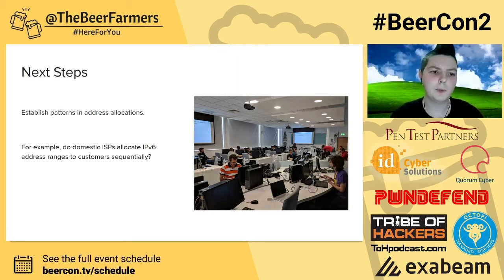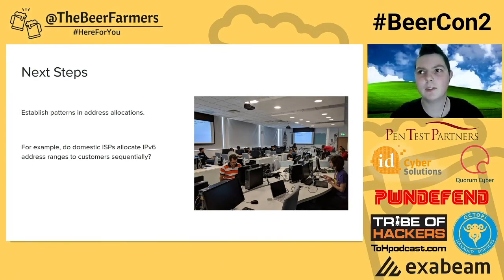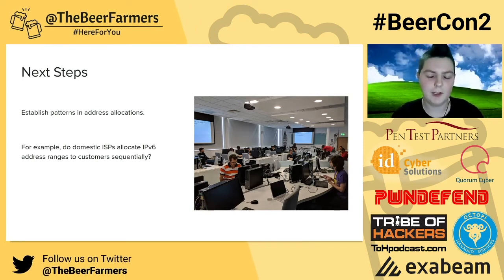What we also want to see is, do domestic ISPs allocate IPv6 address ranges to customers sequentially? For example, does customer one get /56, 01 at the start of that, and then the second customer gets 02, and so on and so on? Are there other patterns that we can exploit to make our life even easier for these scans?